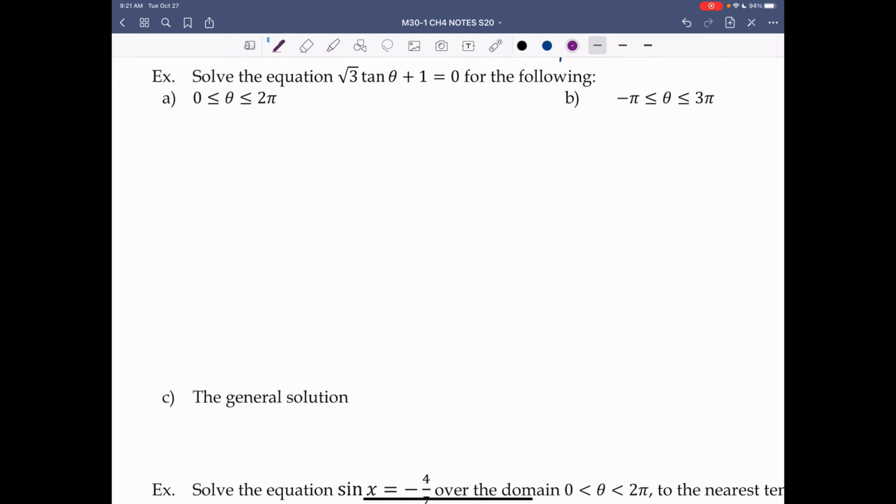Solve the equation square root 3 tan theta plus 1 equals 0 for the following. A domain of 0 less than or equal to theta less than or equal to 2 pi for the first one. Let's isolate tan theta here, subtract 1. We get square root 3 tan theta is negative 1. Divide by root 3. We get tan theta is negative 1 over square root 3.